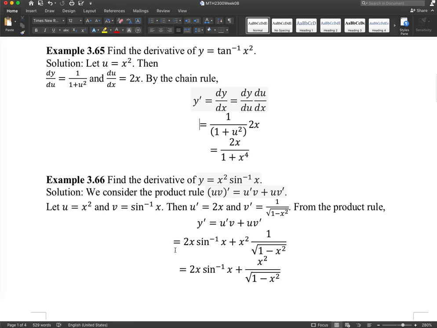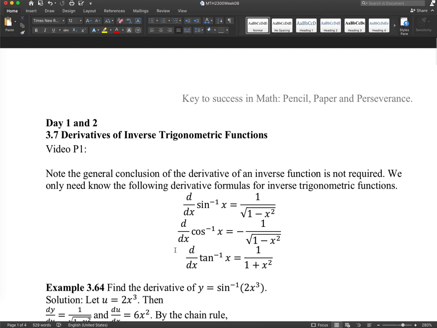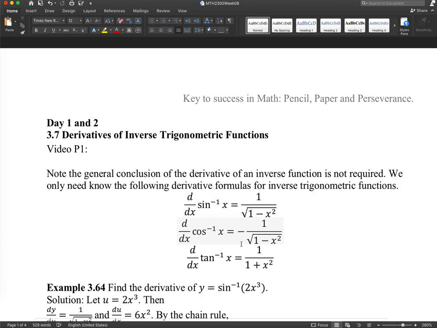So I believe this is the topic of section 3.7, derivatives of inverse trigonometric functions. Specifically, there are 3 formulas involved. I would expect you to know those formulas very well. Indeed, maybe you want to spend a little more time on the third formula, because usually we don't talk about tangent inverse at all. But the third formula, the derivative of tangent inverse, is required for calculus 2.